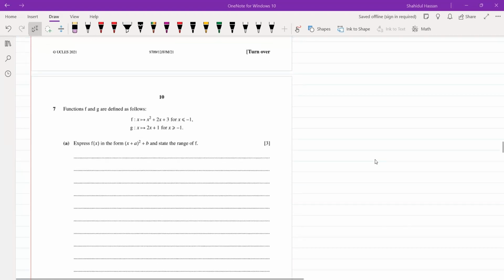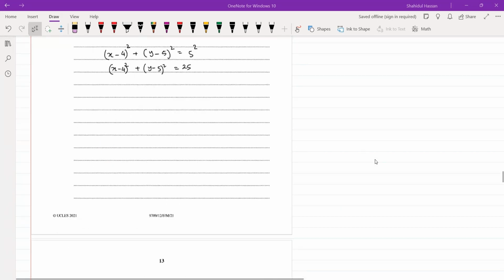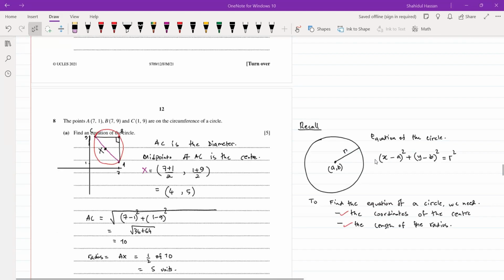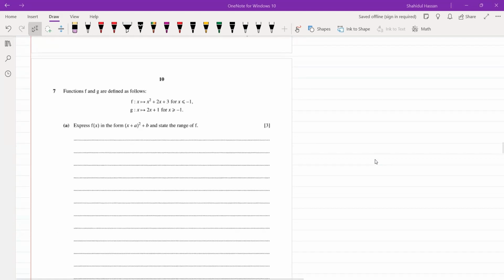All right, students. Hello, students. This is a continuation of the solution of a P1 paper, 9709 syllabus, variant 12, February-March 21. We did up to question number 8 in the last lecture, but I skipped question number 7, so I'll start with question number 7 now.